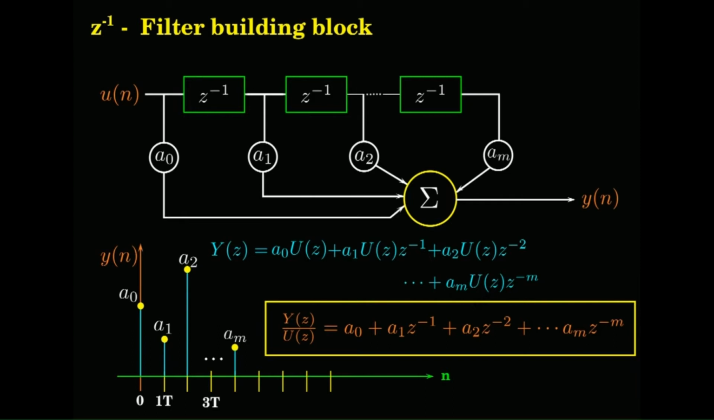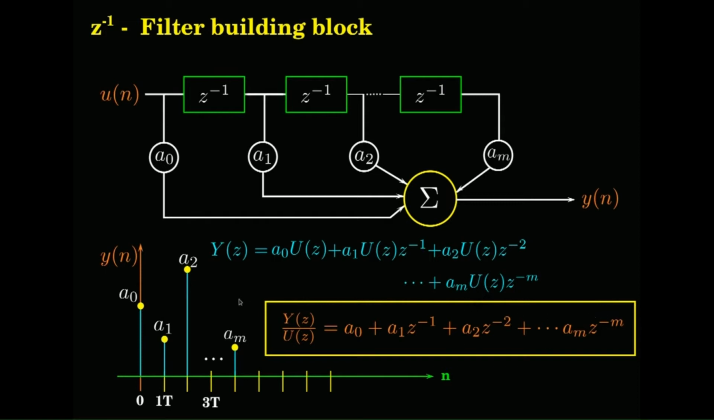So when you say transfer function here, what is it? The u(z)'s will all cancel out. So it is just the coefficients multiplied by their respective z to the power of minus 1 polynomials.